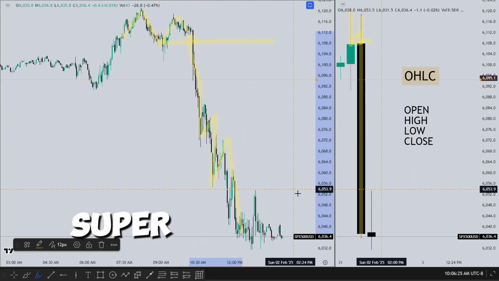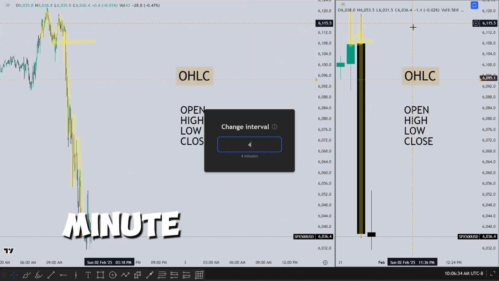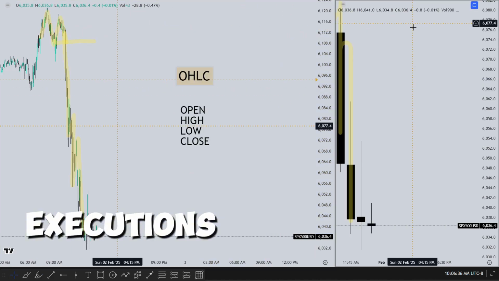So super simple way to have executed on that is you simply wait for the new 3-hour candle open, or if you really wanted to, you could focus on the 45-minute. 45-minute is also great for executions and entries.